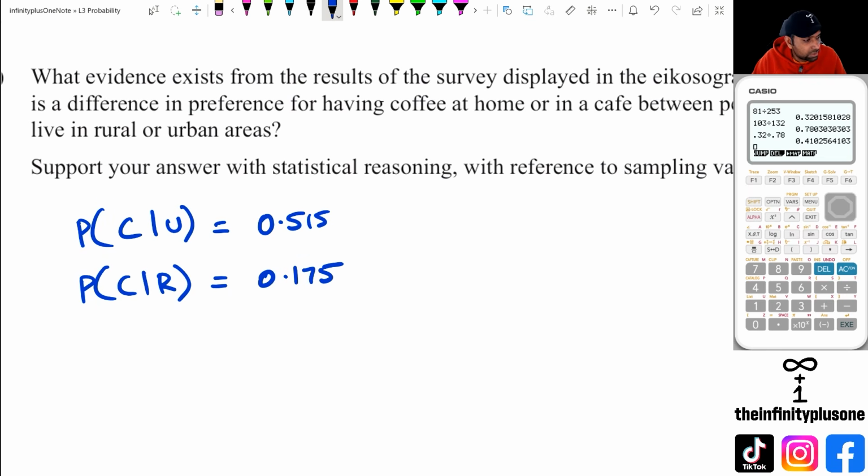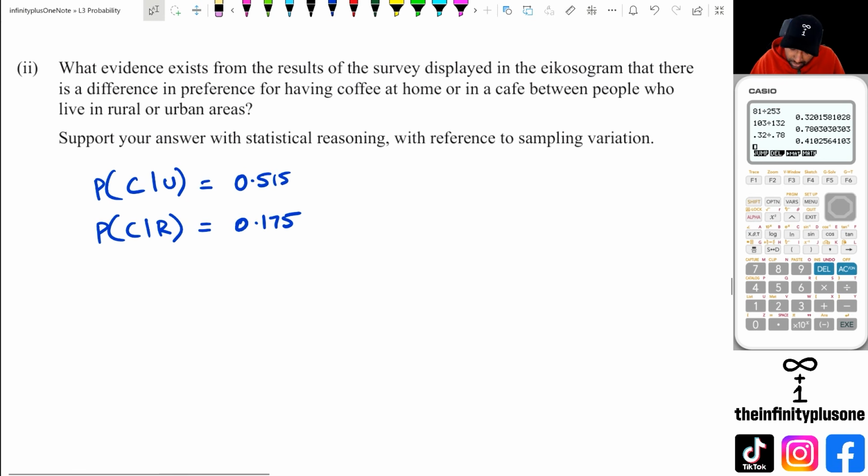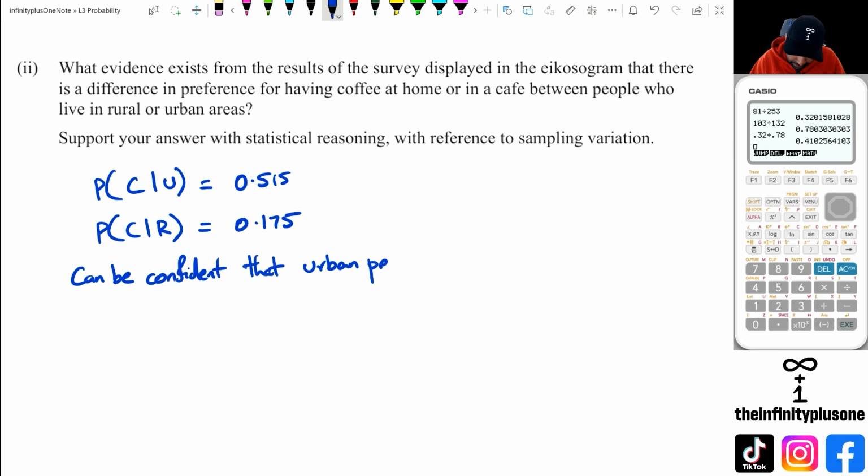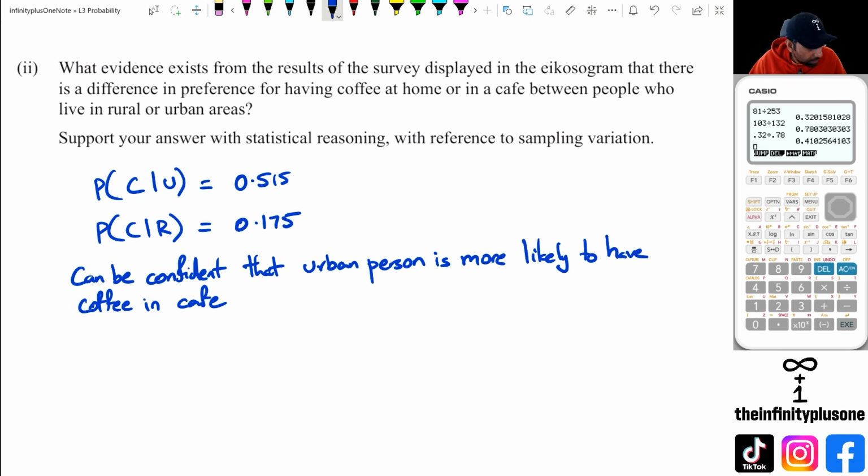If we look at this, we can straight away see that someone in an urban area having a coffee at the cafe is much more likely compared to a person in rural areas, because the probability is almost triple, 3 times the chance that they're gonna have coffee at the cafe if they're from the urban areas. So we're gonna write that down first. We can be confident that an urban person is more likely to have coffee in a cafe compared to rural.